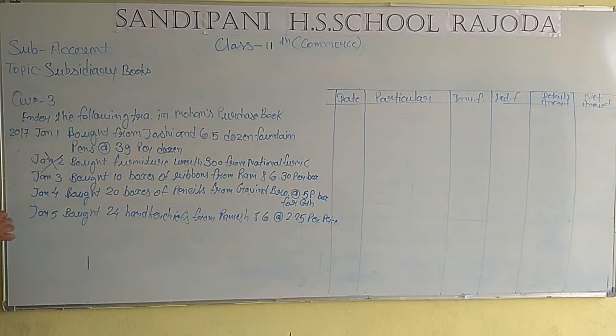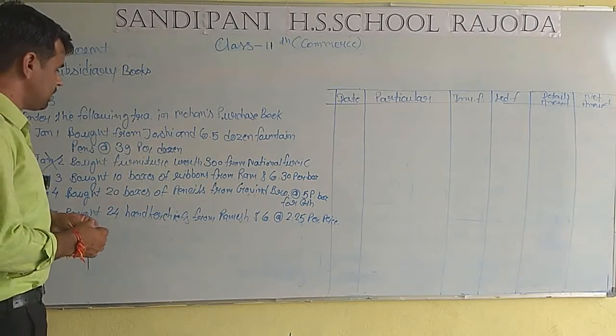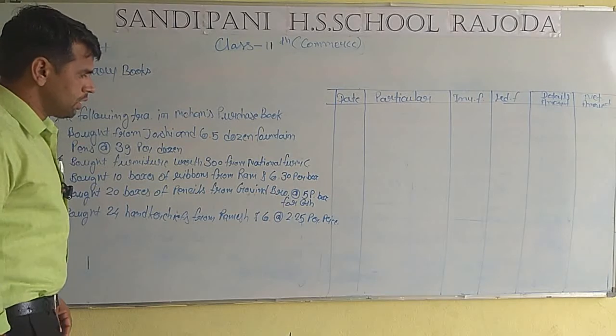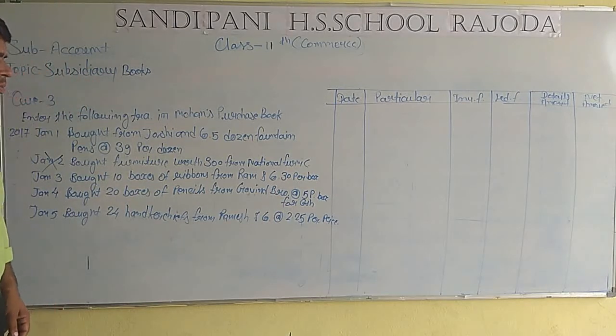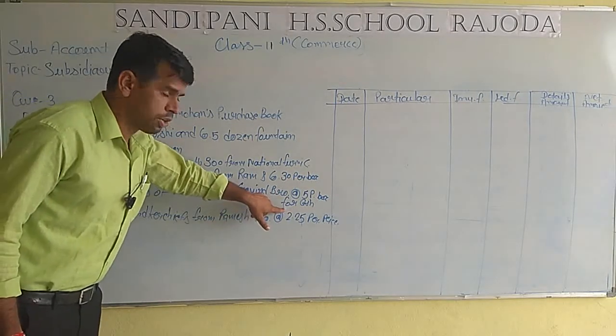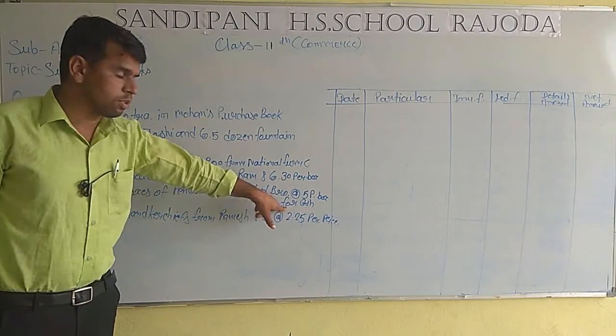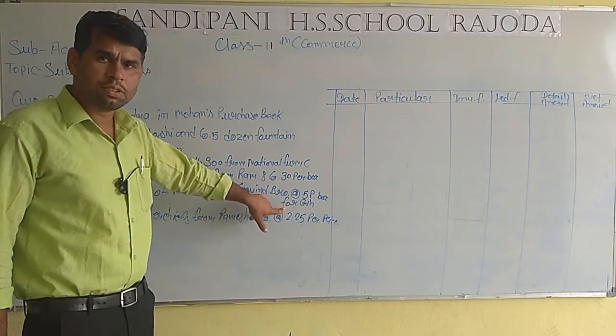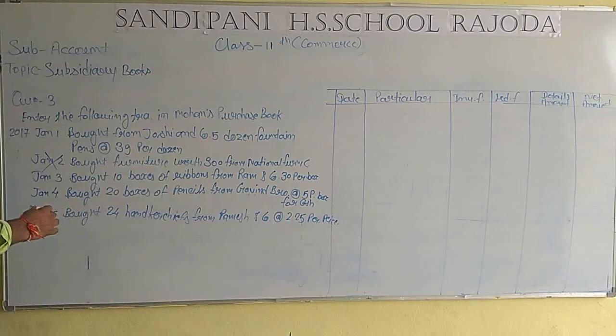Okay, the 2nd January transaction. And the 4 January transaction is given, means bought 20 dozen pencils from Govind Brothers at the rate of 5 per box, for cash. Here it is given for cash. So this transaction is a cash transaction, so we will not write it. Again, you do not have to write the 4 January transaction. Only three transactions we will write in the purchase book of Mohan.